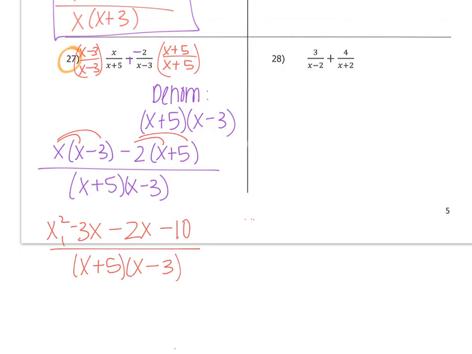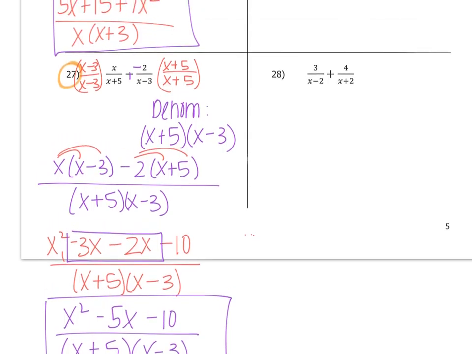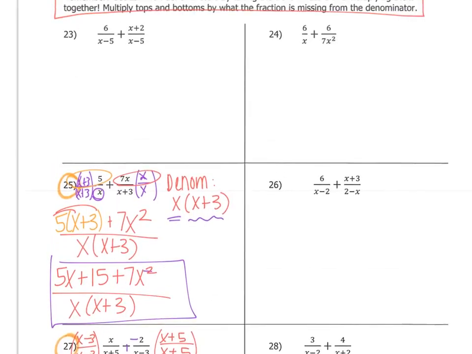Then, combine like terms. If you cannot factor, if you cannot combine anymore, then you're done. So we end up with x squared minus 5x minus 10 over x plus 5 times x minus 3. If you want other problems like this, 28 is a good question.